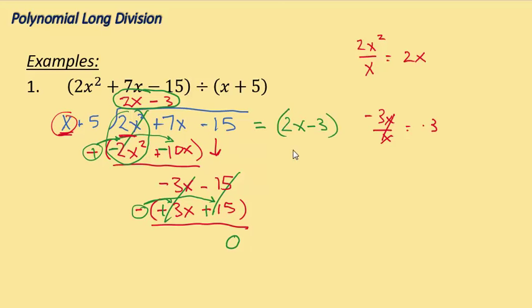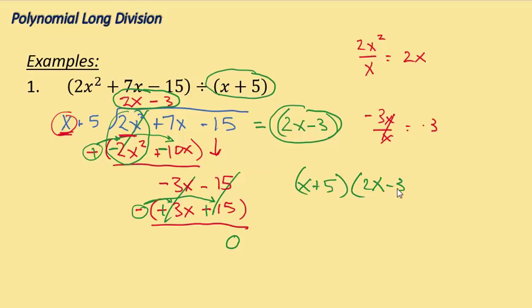Now I can check by multiplying this divisor and the answer there. So if I multiplied x plus 5 and 2x minus 3, that should give me the dividend. And if you did do that using the box method, it would give you that.